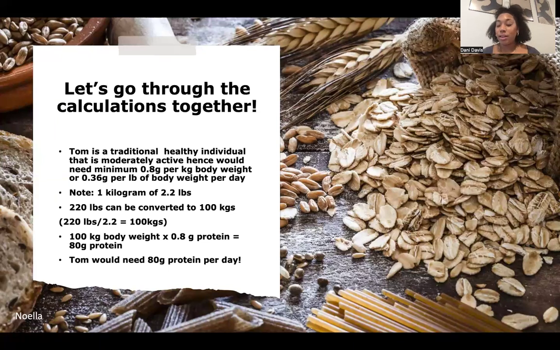All right. Now that you've tried, let's go through this together. So Tom is a traditionally healthy individual who is moderately active, hence needing the minimum 0.8 grams per kilogram body weight, or 0.36 grams per pound of body weight per day. Note that 1 kilogram is 2.2 pounds. So to convert to his body weight in kilograms, 220 divided by 2.2 is 100 kilograms. We take that 100 kilograms, multiply by 0.8 grams of protein, and that gives us 80 grams of protein as the minimum for Tom daily. So Tom would need 80 grams of protein per day.